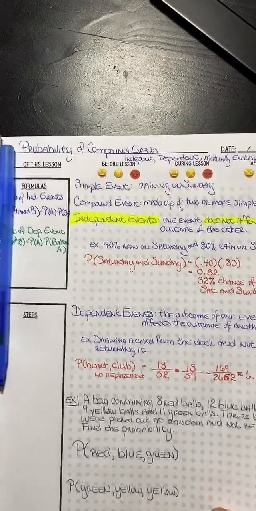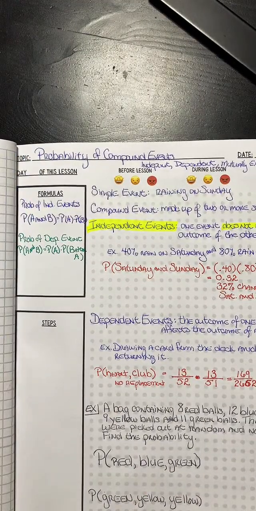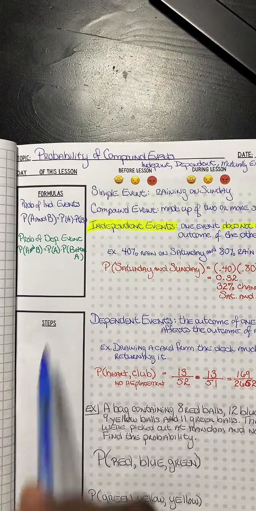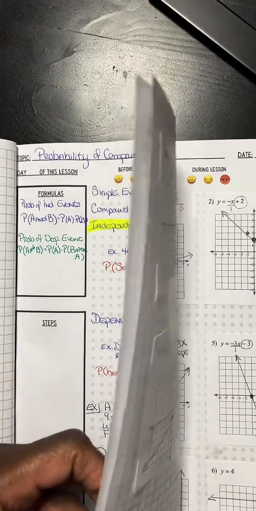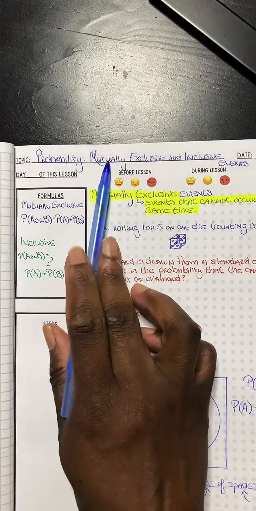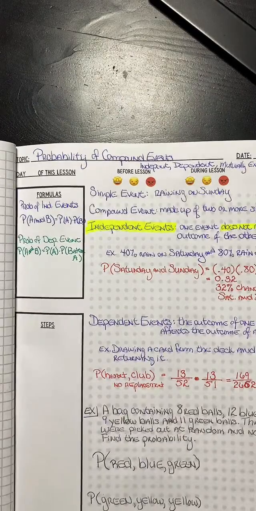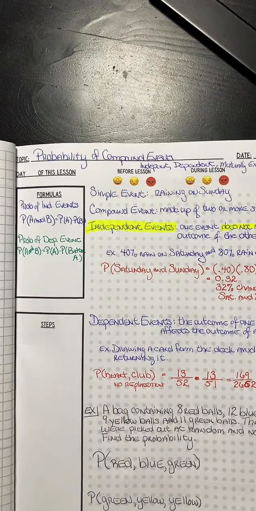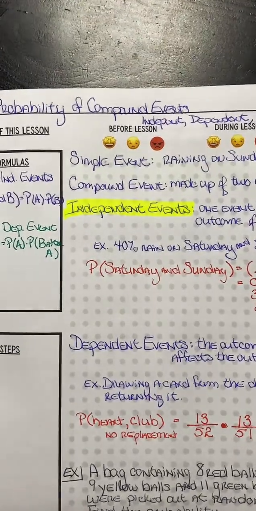So tonight, we're gonna finally, for me, finish up what I want to do with probability. So the probability of compound events. And after we do that, we're going to be looking at mutually exclusive and inclusive probability. So a little combination of two things, very similar to what we've been working on for a bit.